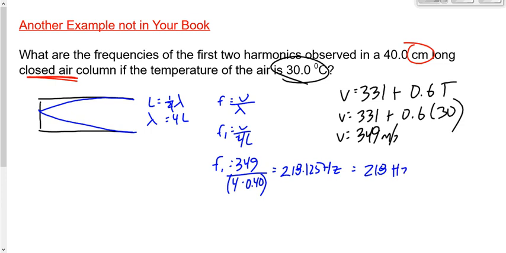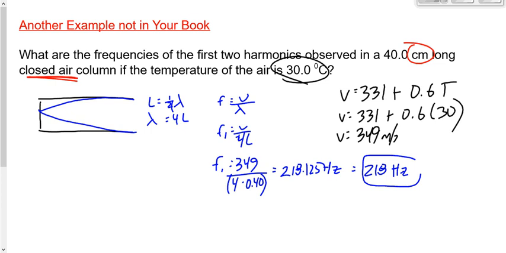Why did I write down that unrounded number, 218.125? Because I've got to find another harmonic, so I'm going to use that number. And I want to use the unrounded number. Now, what is the next harmonic? What do I multiply this by? 2 or 3 or 4 or 5?